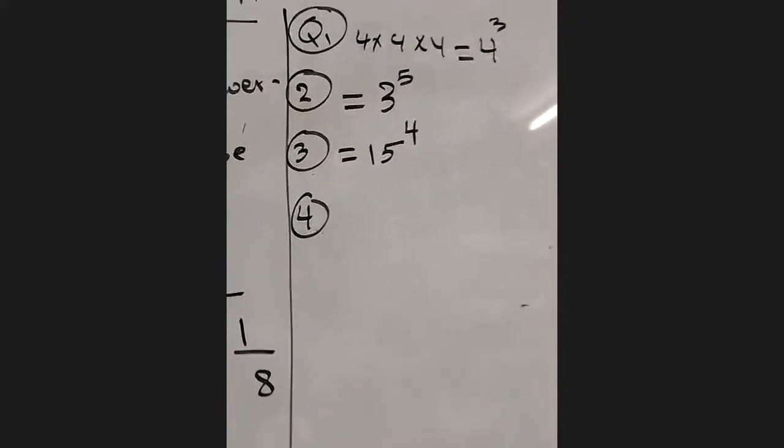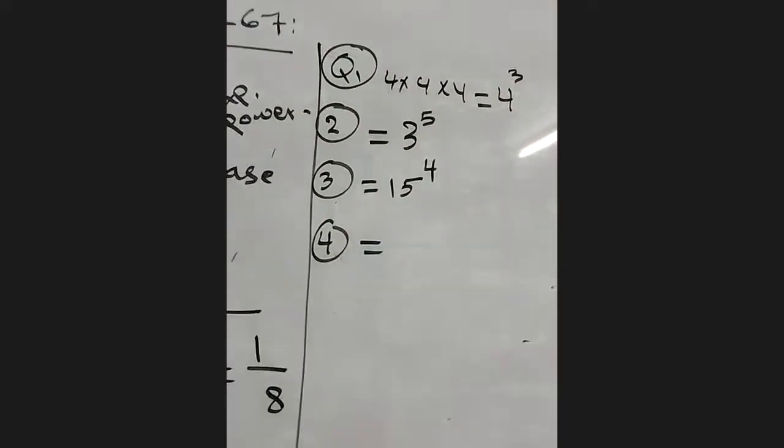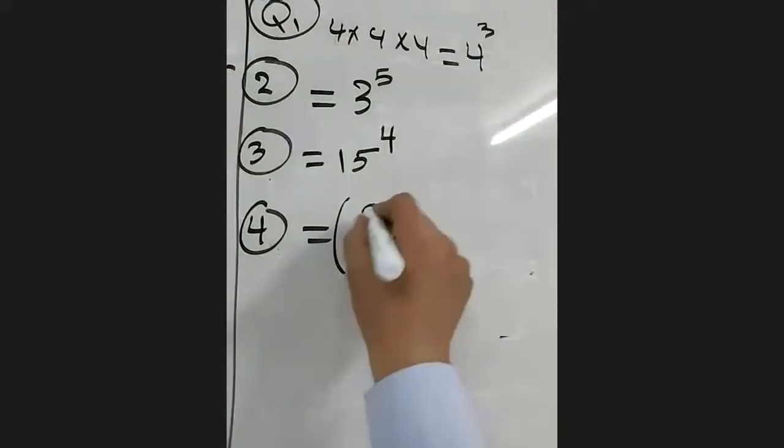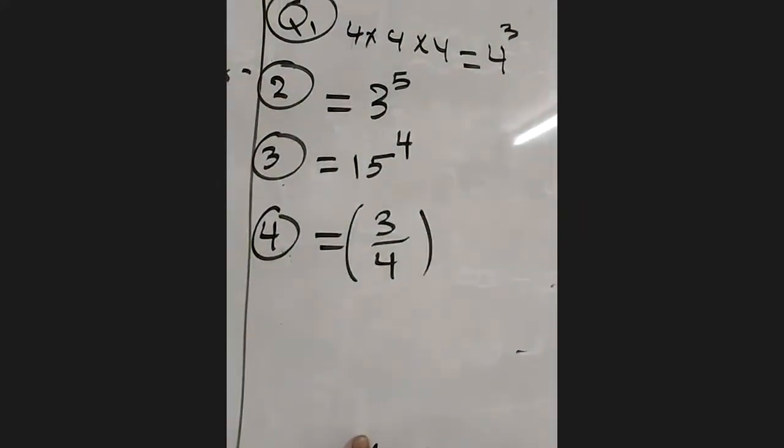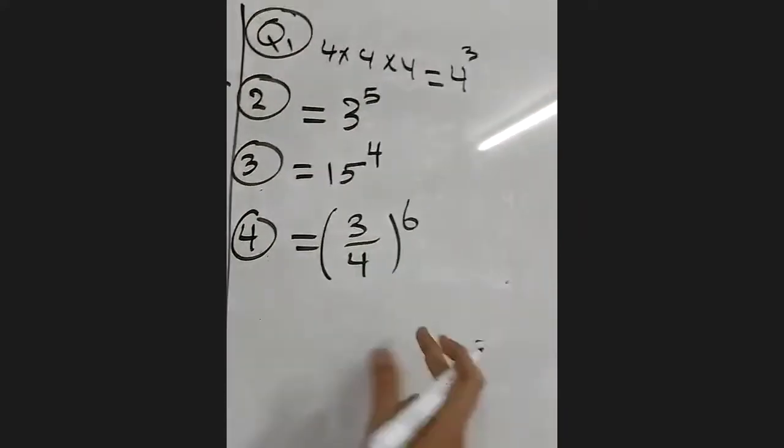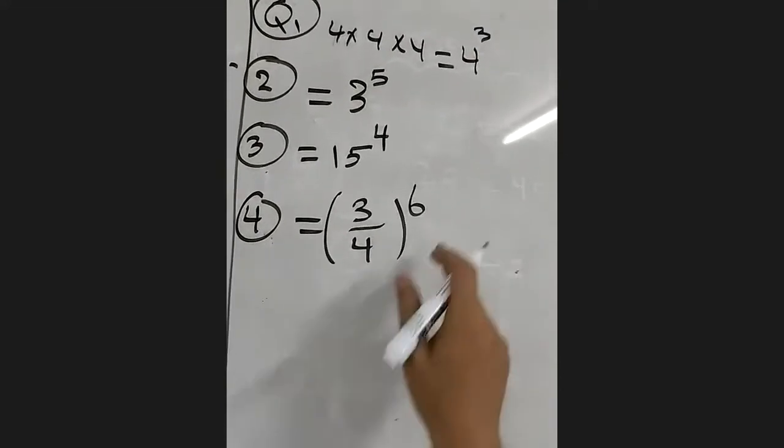Thank you, Yusuf Tamer. Question 4: 3 over 4 multiply 3 over 4 multiply 3 over 4 multiply 3 over 4 multiply 3 over 4 multiply 3 over 4. Equal 3 over 4 in brackets to the power of 6. Exponent 6. Brackets, guys, don't forget. Brackets to the power of 6.